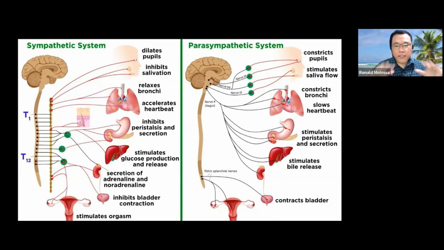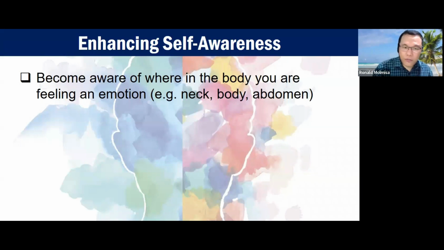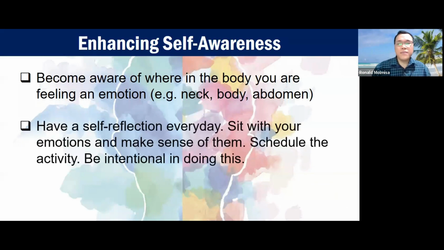Okay? So that's how emotions would affect our autonomic nervous system. Okay? So number 4, 5, and then have a self-reflection every day. Sit with your emotions. Huwag niyong hayaan na nakalipas ang araw na hindi niyo naintindihan yung nangyari sa buhay ninyo. Schedule the activity, be intentional. So find the place kung saan kayo makakapag-reflect.